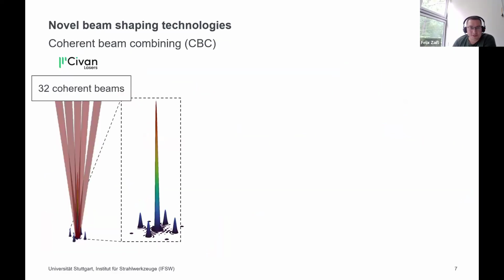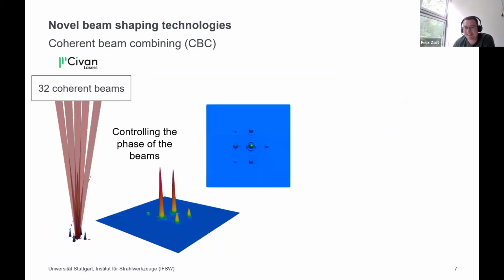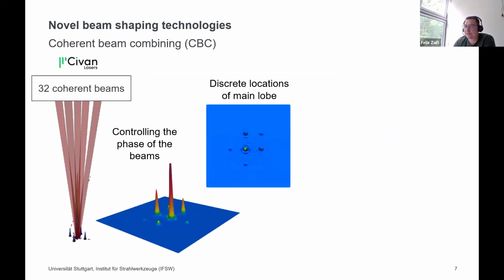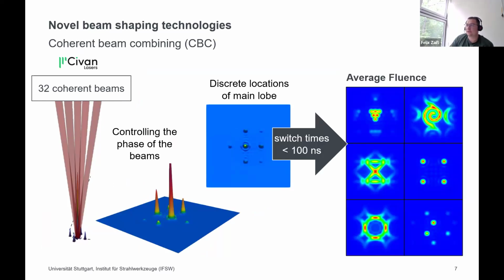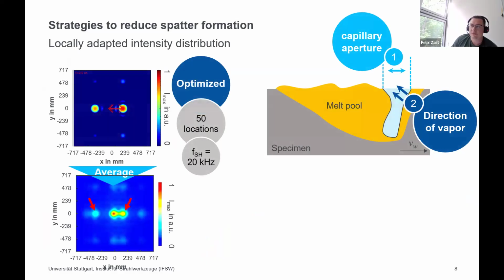And I probably can skip this. So then I explain typically how the Civan laser works. We can get this average fluence. We say switch times below 100 nanoseconds. And we use then the Civan laser to create an optimized beam shape, as we called it, to address these issues which are directed to spatter formation or vice versa.